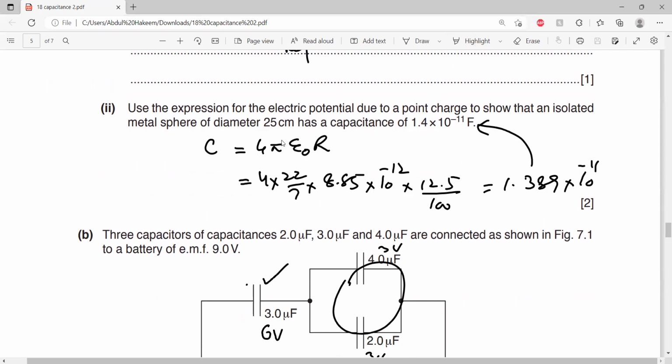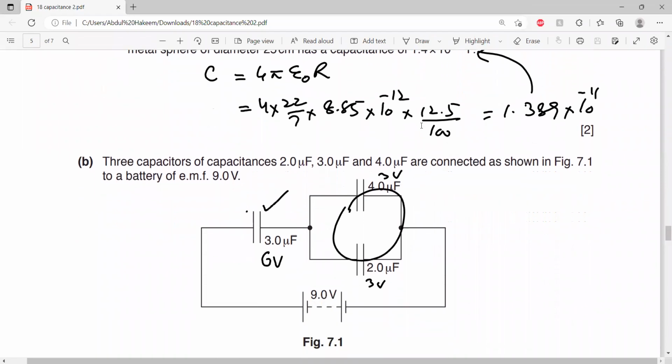So 4 pi, the epsilon naught value from the data sheet, 8.85 times 10 power minus 12. The radius is half of this, but in meters, so 12.5 divided by 100. So you will get an answer of approximately 1.389 times 10 power minus 11, which is close to this answer.